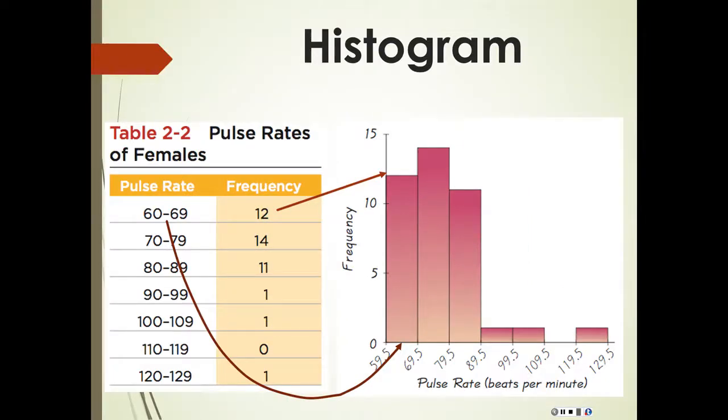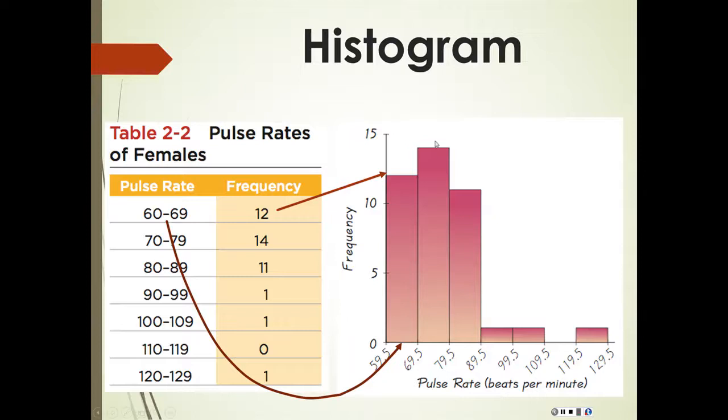So this is a histogram of the pulse rates. Notice that the first bar represents the category of pulse rates that went from 60 to 69, which means the boundaries of that bar are 59.5 to 69.5. The midpoint of that bar is 64.5. We could have labeled that by its midpoint as well. The key idea is that that bar is 12 units tall. The height of the bar gives you the number of values that are in that first class.